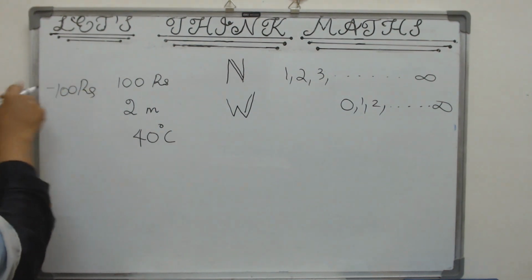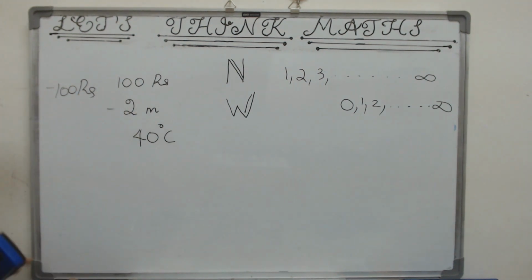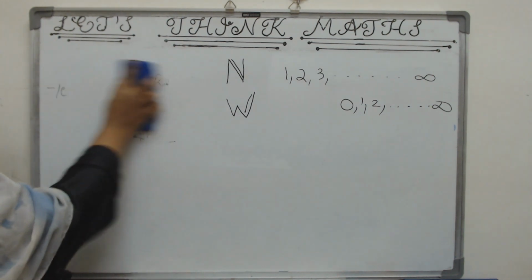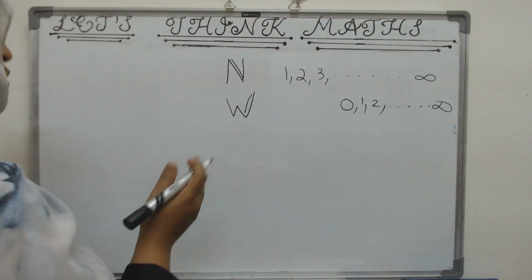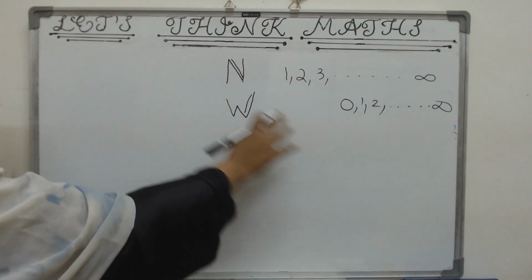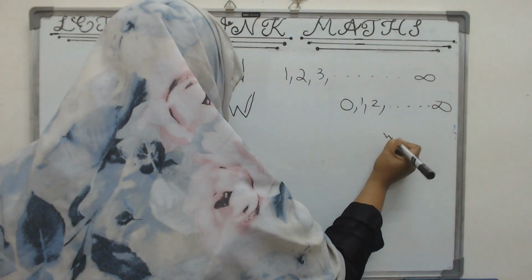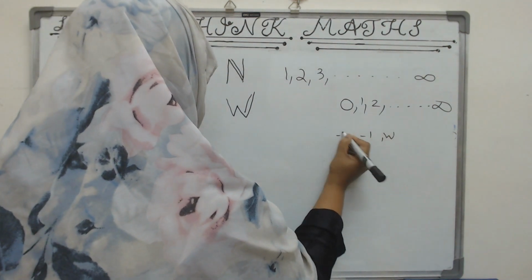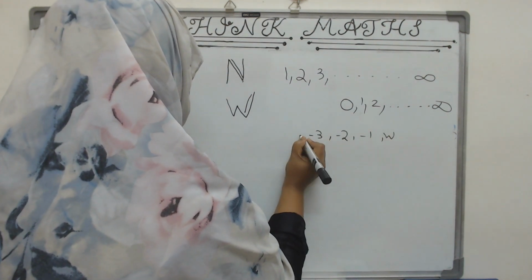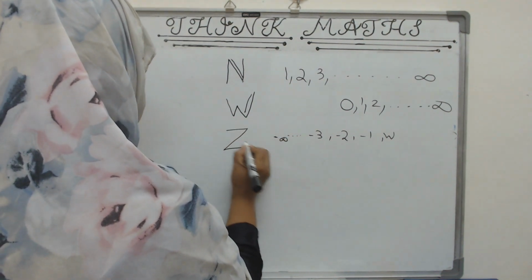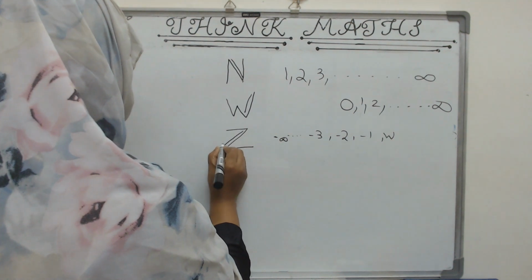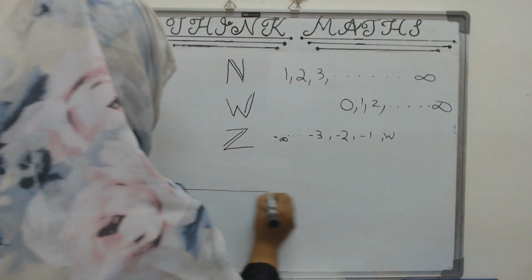This is how we represent loss. And you put a minus, this is how we represent the distance below the sea level. So for all of that, what do we need? We need negative numbers. That is what is missing here. So what we need here is all of the whole numbers and we need negative numbers. And together they are called integers, denoted by the alphabet Z. And how does it look on the number line?